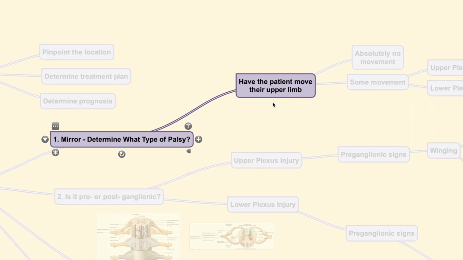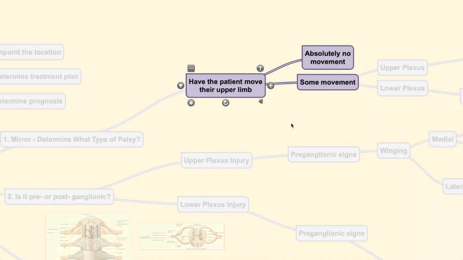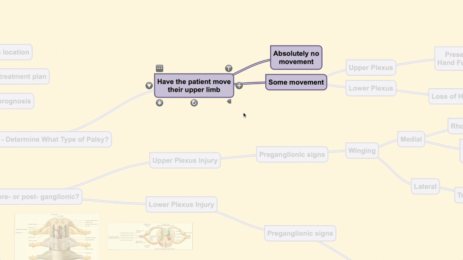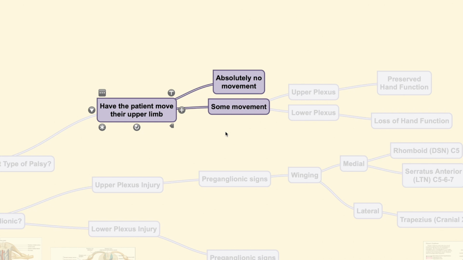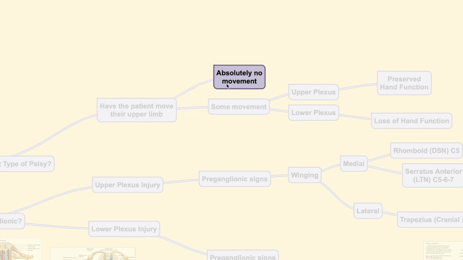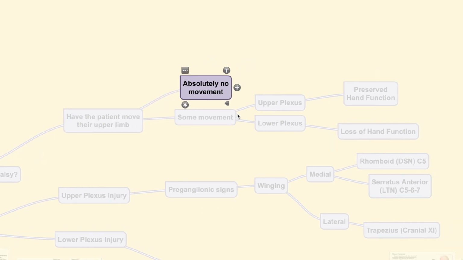So what I do is I have my patient stand in front of me and I ask them to generally move their upper limb, and I do a motion and ask them to mirror the motion that I do. So generally what I do is I try to abduct my upper limb, I flex my elbow, and I move my fingers. When I find absolutely no movement while I ask the patient to mirror my motion, then generally this is called a panplexal injury, or injury to the whole brachial plexus.